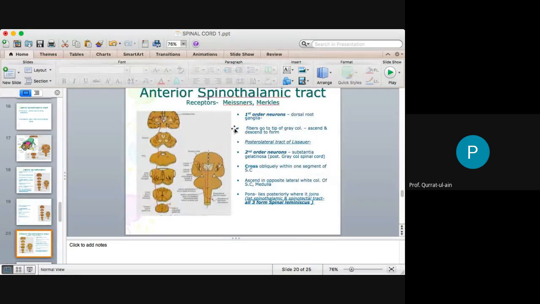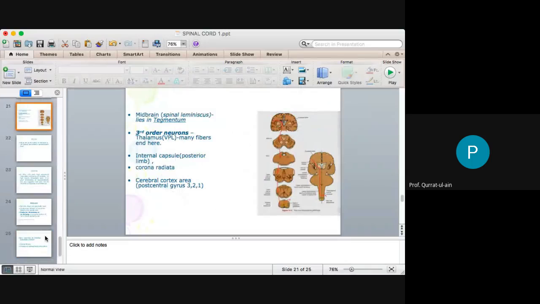And the same is true of the anterior spinothalamic tract. The receptors are for pressure and crude touch, and the first order neuron is the same. Then the posterolateral tract of Lissauer is also formed. The second order neuron is again the substantia gelatinosa. They will cross and move into the anterior white column, and in the pons they will again join to form the spinal lemniscus, which is the same thing. And then the midbrain and the third order neuron in the thalamus, the VPL, then the internal capsule, corona radiata, and the cortex.